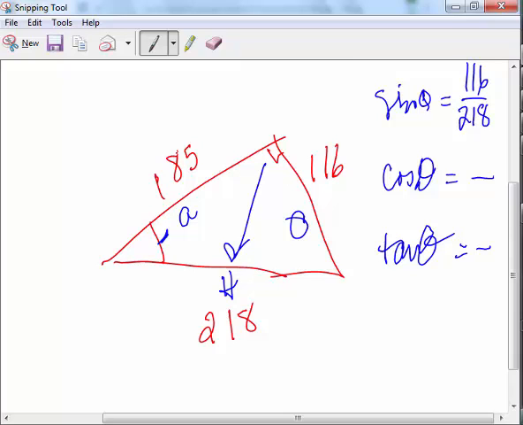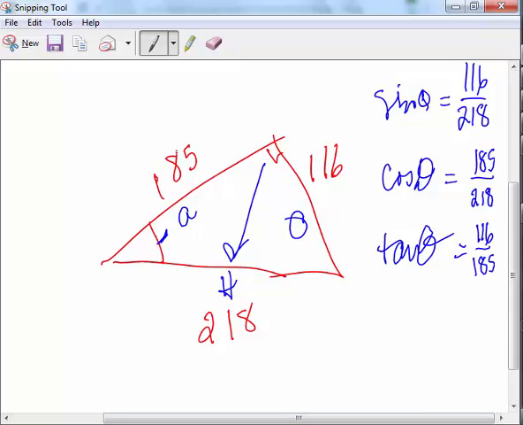Cosine is adjacent, 185, over hypotenuse, 218. And tangent is 116 over 185. Now you may write those as a decimal. It doesn't matter, but those are the sizes.